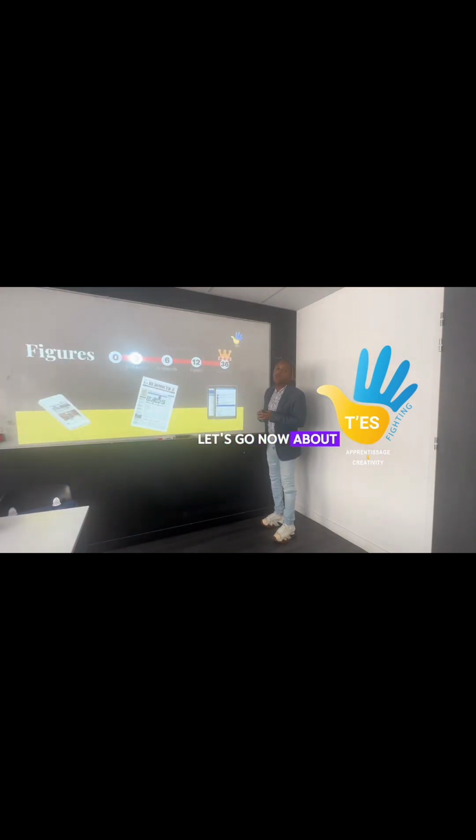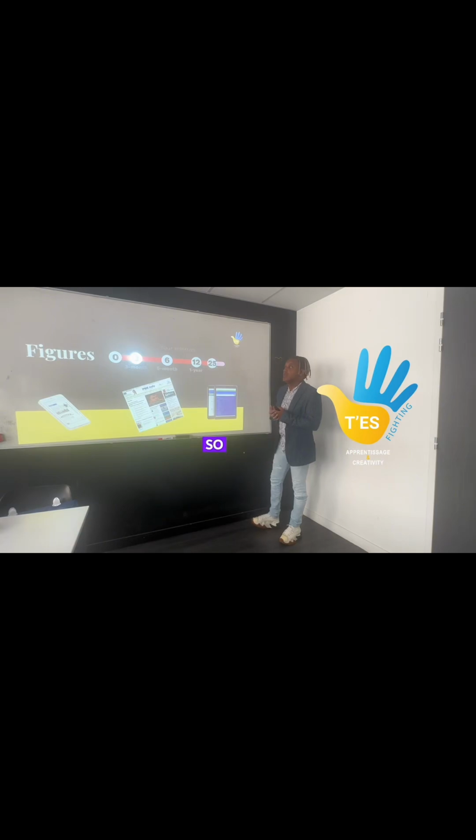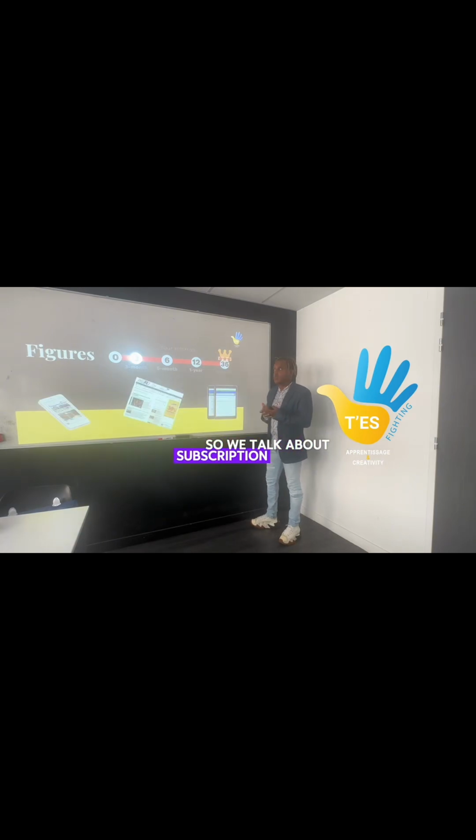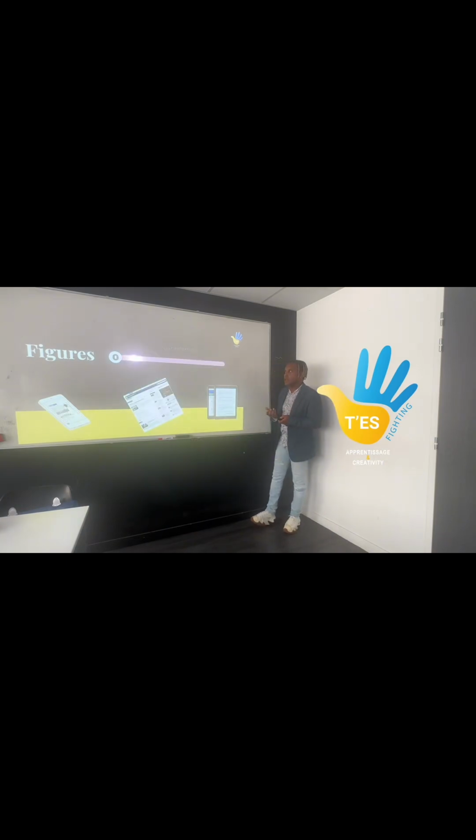Let's go now to figures. Figures are about money. So basically, how much is it? We talk about subscription memberships. The subscription sometimes can be for 1 month, 3 months, 6 months, 1 year, okay? Easy. You can also have the paper form or the digital form. And sometimes you can have both, so it's not the same price.